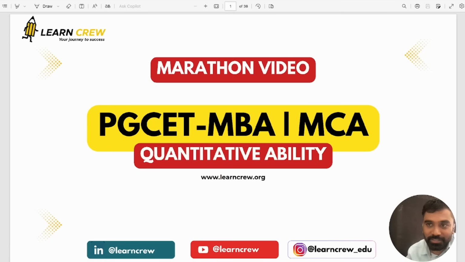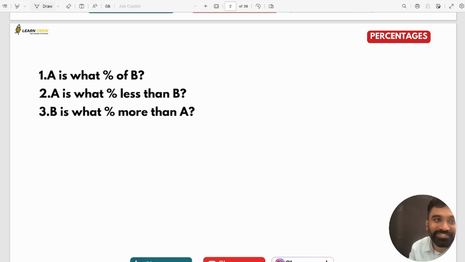Let me reload the page quickly. Okay, now A is what percentage of B? This is what you get normally. Example, let me take A as 40 and B as 80. 40 is what percentage of B? Of B. So it means 80 in the denominator, 40 in the numerator into 100.